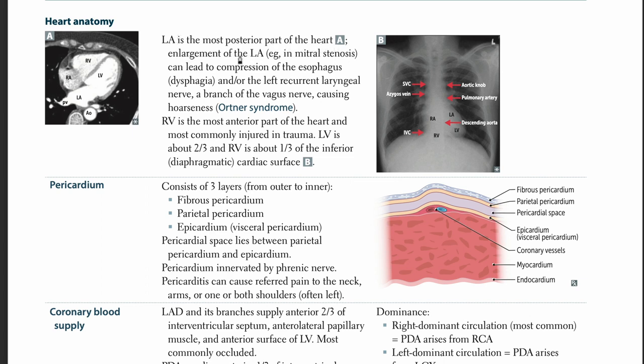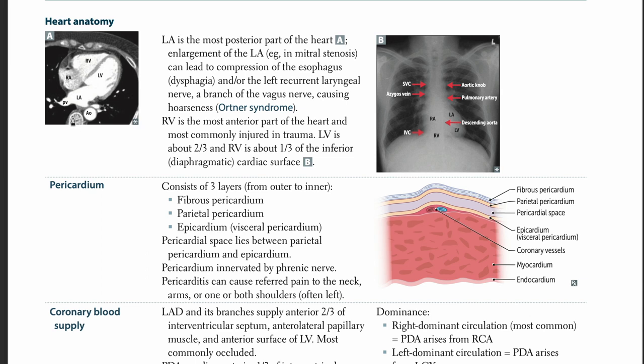Enlargement of the LA, or left atrium, for example in mitral stenosis, can lead to compression of the esophagus, causing dysphagia, and/or the left recurrent laryngeal nerve, a branch of the vagus nerve, causing hoarseness, Ortner syndrome. Sorry. So this is your esophagus, right?